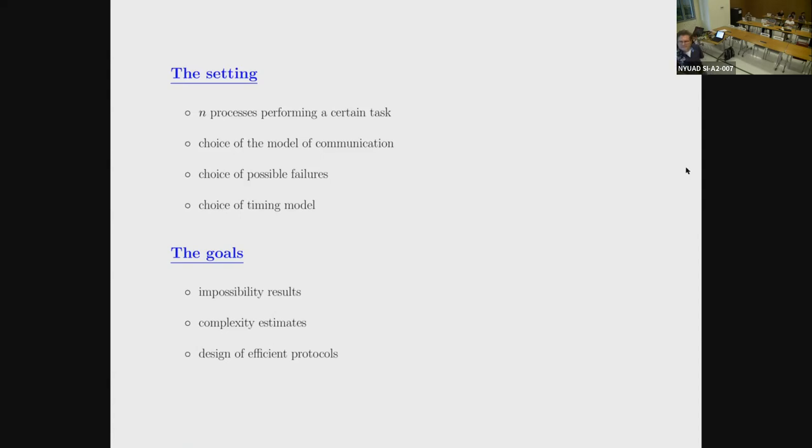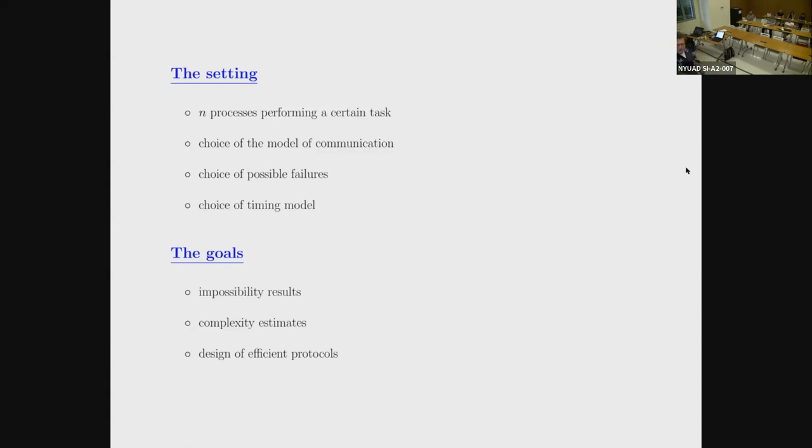Let's see. Just as a general setting, it's very general. Let's say you have n processes. It's not what people call parallel computing, it's something else. Here it's more about communication, exchanging information between the nodes. You have n processes which want to perform a certain task, which most likely would be just agreeing on something. Maybe they have values 0 and 1, and they want to send each other information and agree on something. There is some choice of model of communication, and one standard model would be a peer-to-peer network, where they just send messages to each other. There are different sets of conditions on whether the messages arrive, whether they are corrupted, and so on.